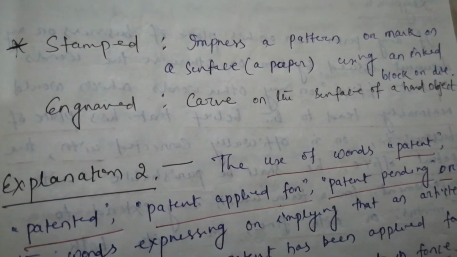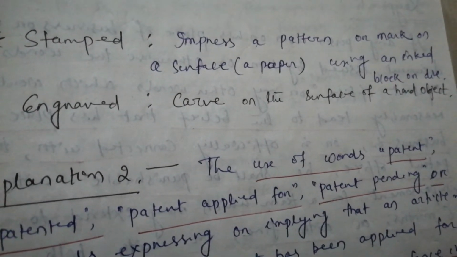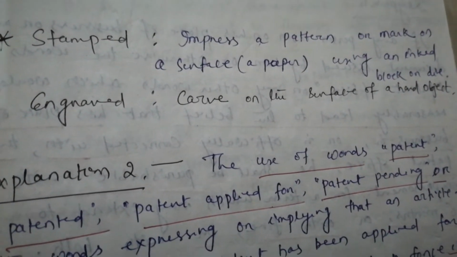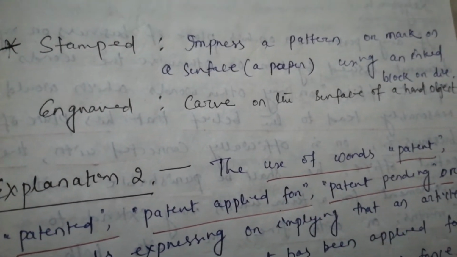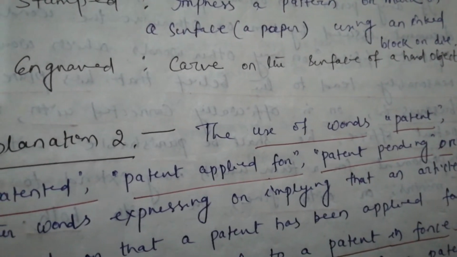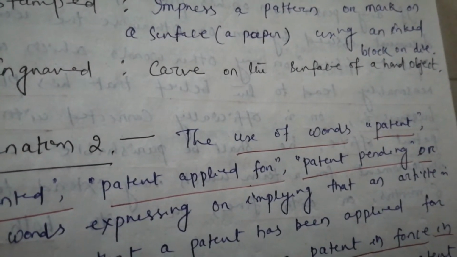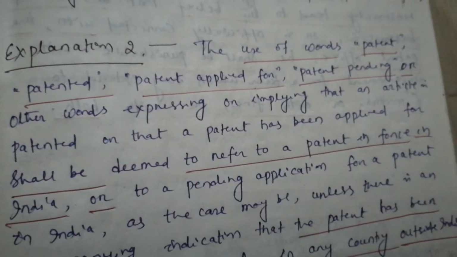Now, just for reference, I have given the meaning of these important words. Stamped means to impress a pattern or a mark on a surface, which can be paper, using an inked block or die, that you must have seen. Next one is engraved. This means to carve on the surface of a hard object. Now, explanation 2 is given.